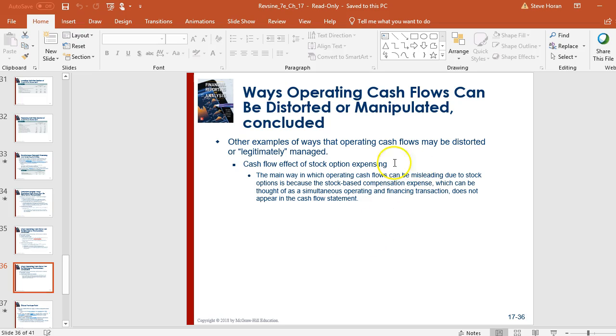Okay. And then cash flow effects of stock option expensing. Again, that's another one that we mentioned earlier. When you grant stock options, cash is not impacted. It is an expense though. There is an expense there, but it does not impact cash. So that's another way to basically pay your employees and not affect cash, and make sure your cash flow from operations goes up a little bit.